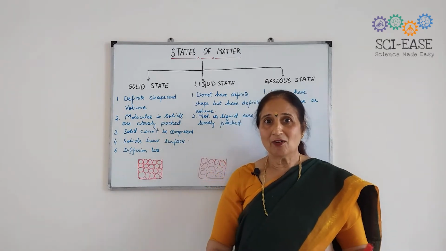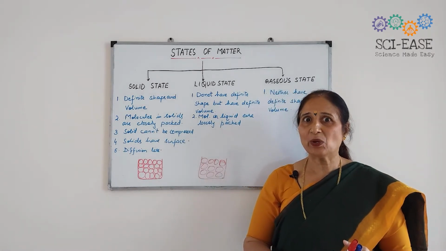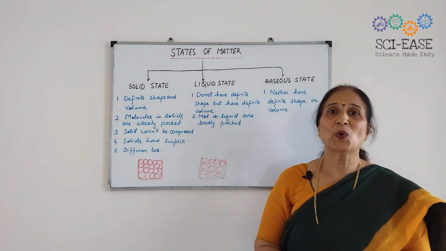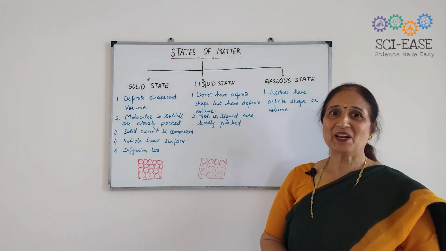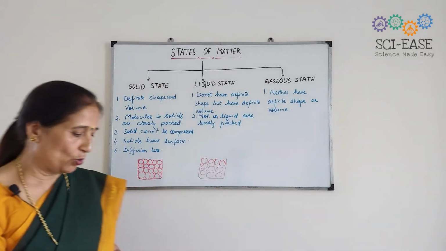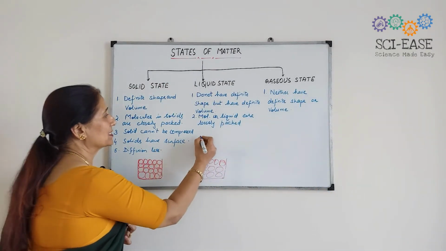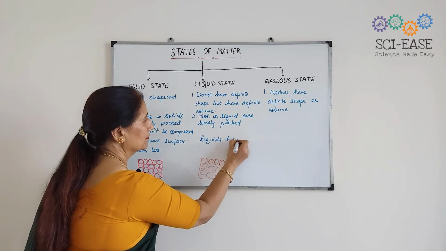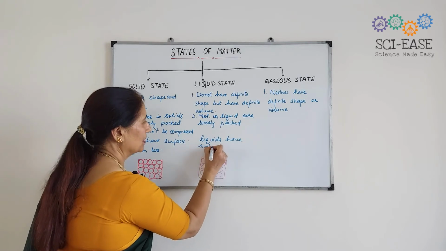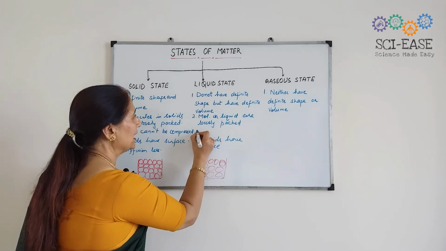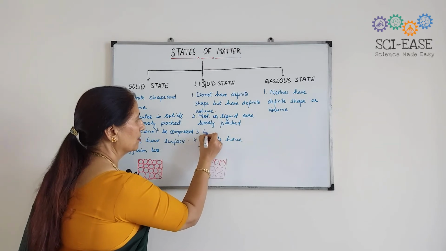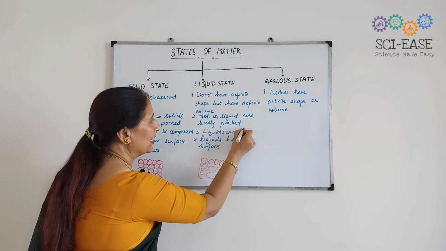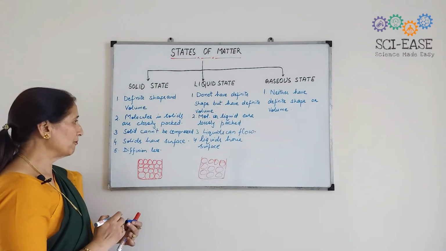Okay? So what is the characteristic of liquids? Liquids can flow, so they are known as fluids. Liquids can flow. Liquids have a surface. And liquids can flow. That is why they are known as fluids, because they can flow.